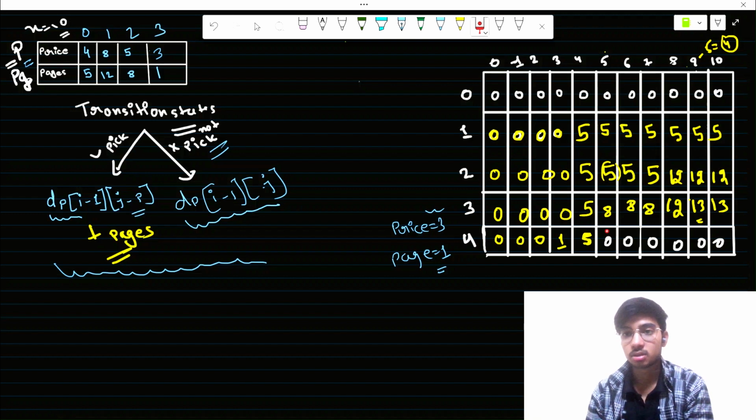Now for 5, you are left with the remaining price of 2. So for 8, you have to look at the 2. 0 plus 1 is 1. So you have to fill with 8. Okay. Now for this, you have to look at it 6 minus 3, 3. For 3, the answer is 0, 0 plus 1 is 1. Right? So maximum answer is 8.